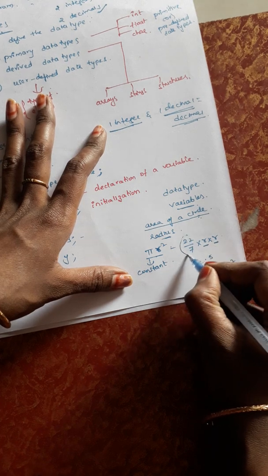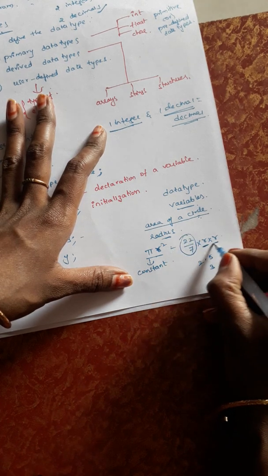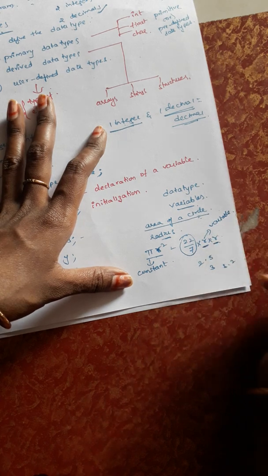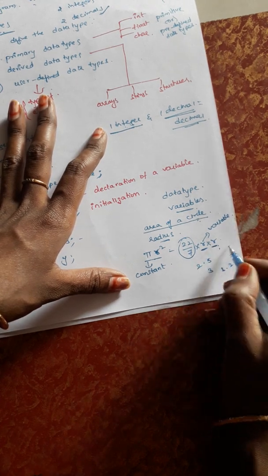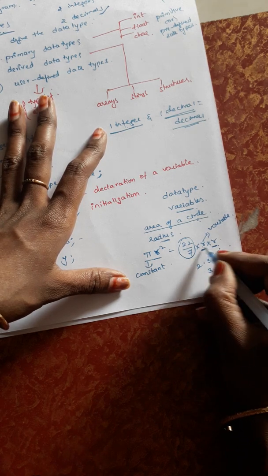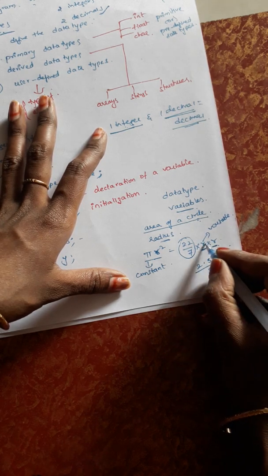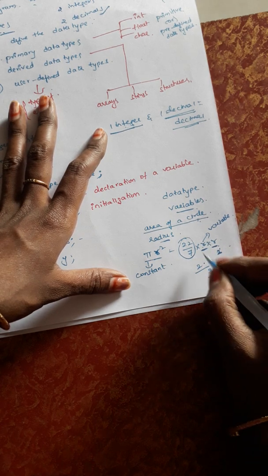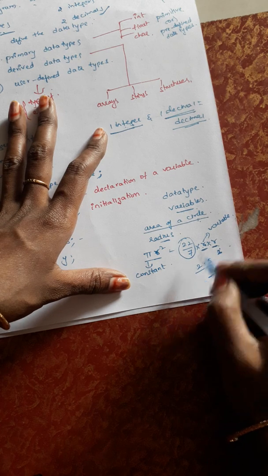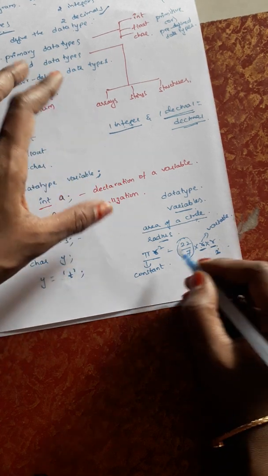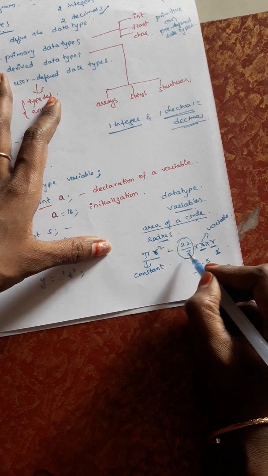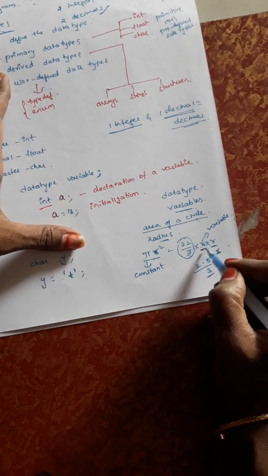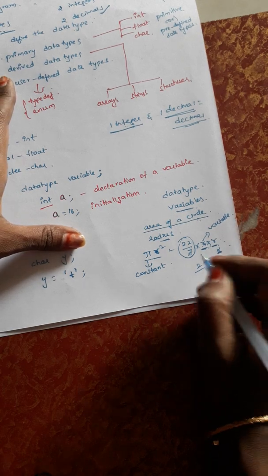But what is the constant here? 22/7 is the constant. R is varying, so that's why R is a variable, which varies. If we assign 2, it stores the 2. If we assign 2.5, it stores the 2.5. If we assign 3, it stores the 3. If we assign 3.2, it stores the 3.2. So it varies. But what is the constant here? The pi value, 22/7, is the constant. So simply, we say that R is a variable.